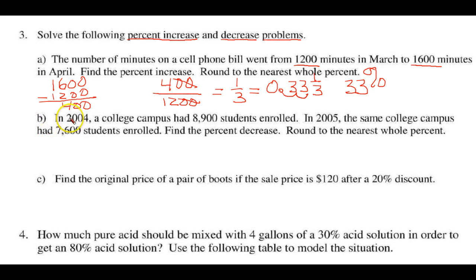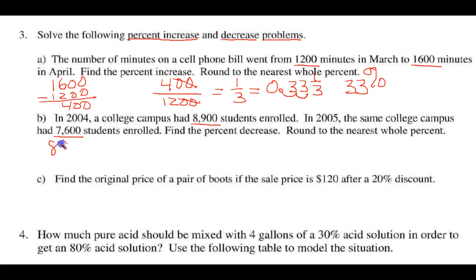Okay, letter B. Here in this year of a college campus, they had this many students. But the next year, the enrollment went to this. So this is what they had originally. This is what they had the next year. So enrollment went down. This would be a decrease.